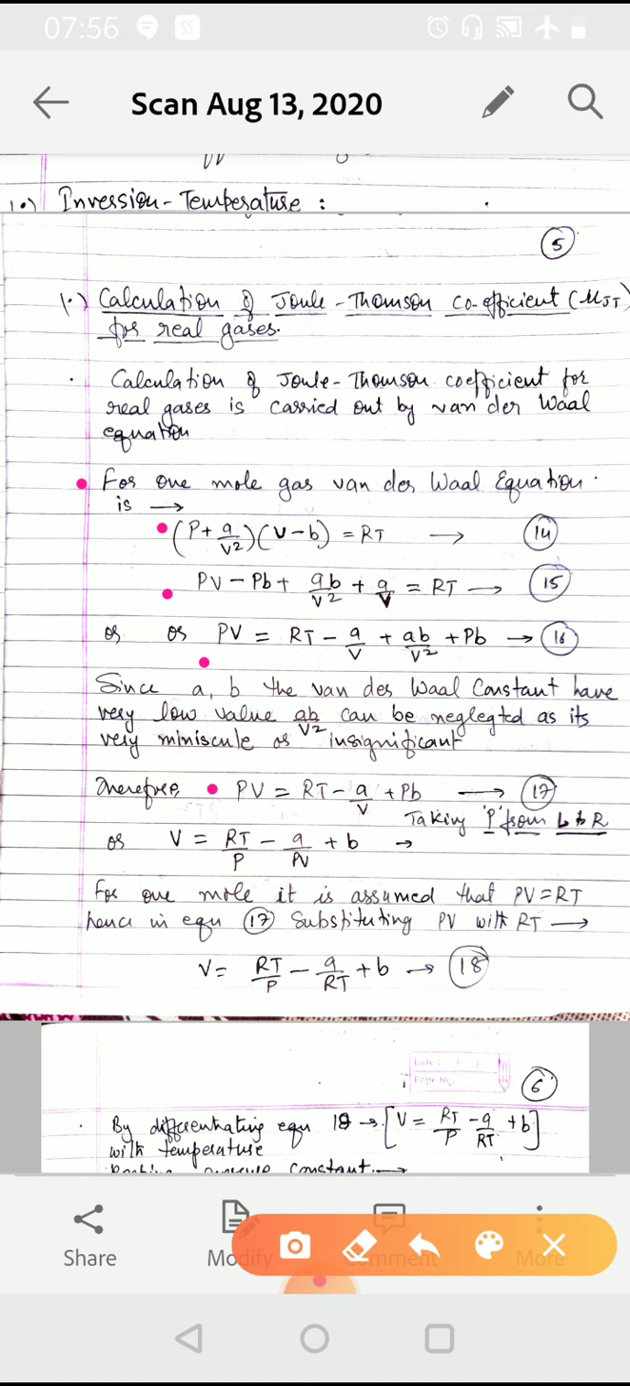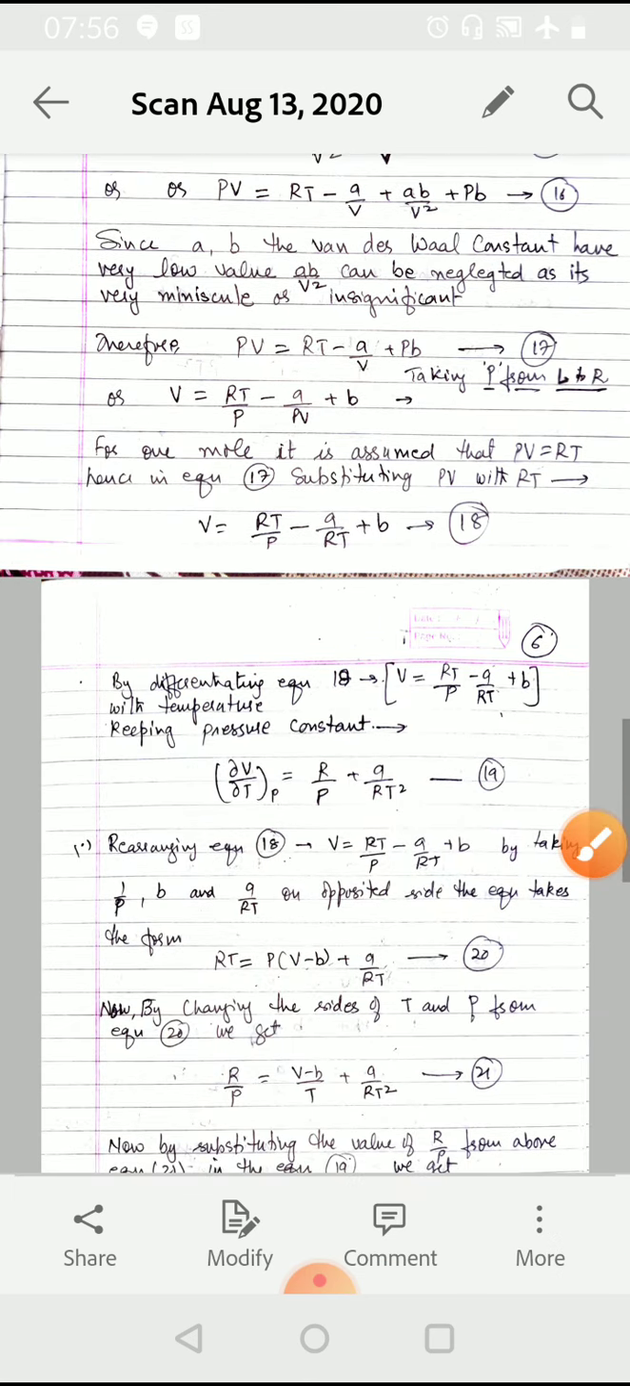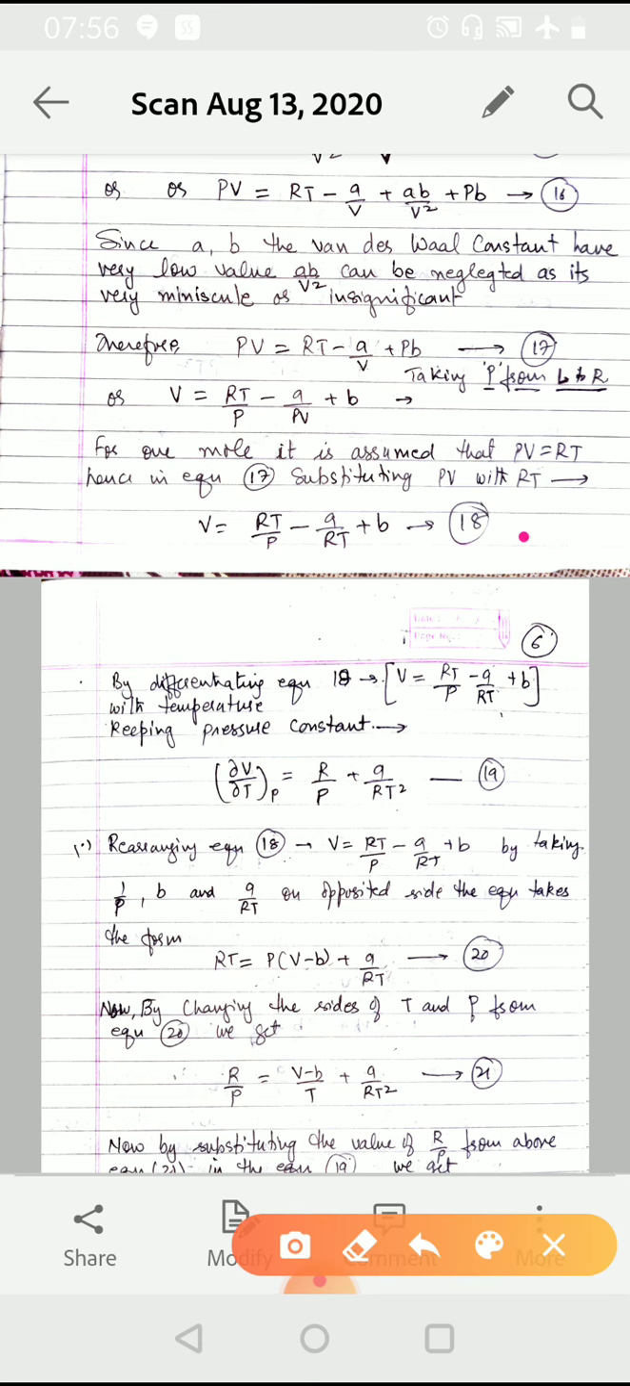Now taking P to the right hand side, the equation takes the form V = RT/P − a/(PV) + b. For 1 mole, it is assumed that PV is equal to RT. Now in equation 17, substituting the value of PV with RT, the equation becomes V = RT/P − a/RT + b. By differentiating equation 18 with respect to temperature at constant pressure, the equation becomes (∂V/∂T)P = R/P + a/RT².